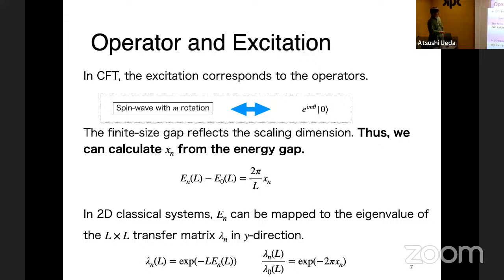But this is a purely quantum 1D system. In the classical 2D system, you don't have energy levels. Nevertheless, you can always consider a 2D classical critical system as a 1D system using the quantum-classical correspondence. And we find that the eigenvalue λ_n of the L times L transfer matrix contracted in the X direction can be expressed with the mapped energy level E_n as this one. Combining this equation and this equation, we find that just by taking the ratio of two eigenvalues of the transfer matrix of the classical system, you can get the scaling dimension. That is very cool.